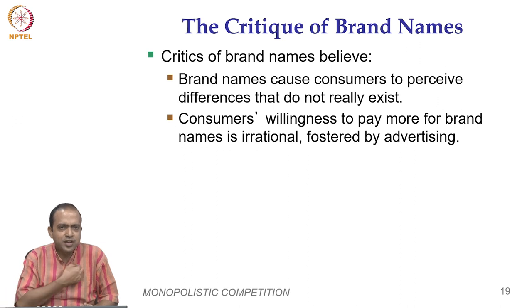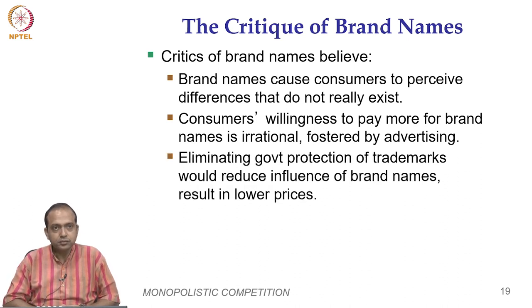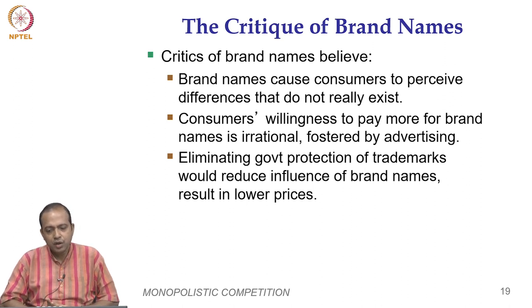Somebody wants to buy Adidas, and if the Adidas name, the tag, is not visible, then they do not buy it. Why? Because they want to show that they are wearing this particular brand. That gives extra satisfaction, okay? So eliminating government protection of trademarks would reduce the influence of brand names and result in lower prices.